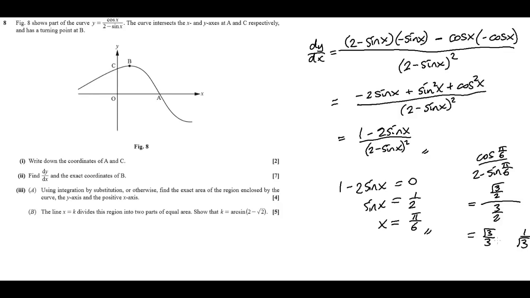I personally prefer to rationalize my answers. So yeah, but I think they wouldn't penalize you for writing 1 on root 3 either. So yeah, that's question part 8 part 2 done.